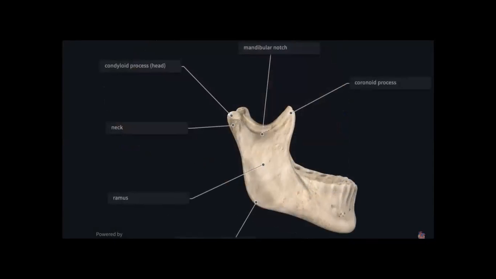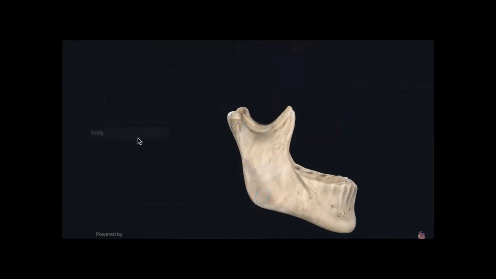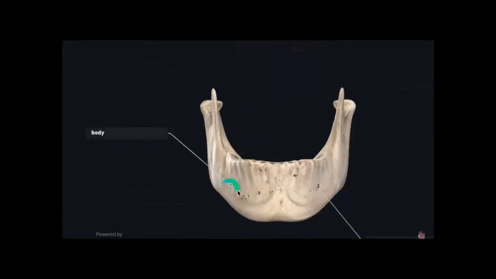The mandible has two superior processes, the condyloid process and the coronoid process, and between we have the mandibular notch. Moving inferiorly, we have the neck, the ramus, and the angle. Anteriorly, the body is located here, just lateral to the mental foramina, which we can see here and here. The mental nerves exit here and provide sensory innervation to the chin and some of the mandibular teeth.